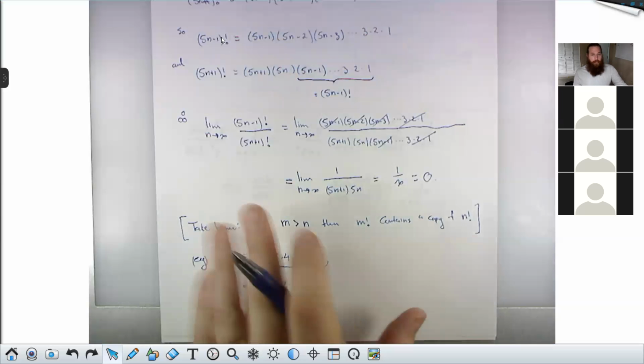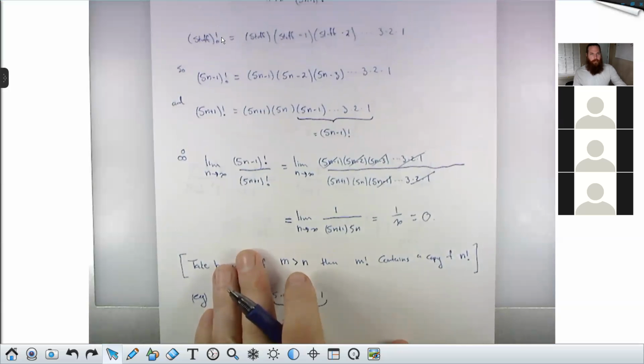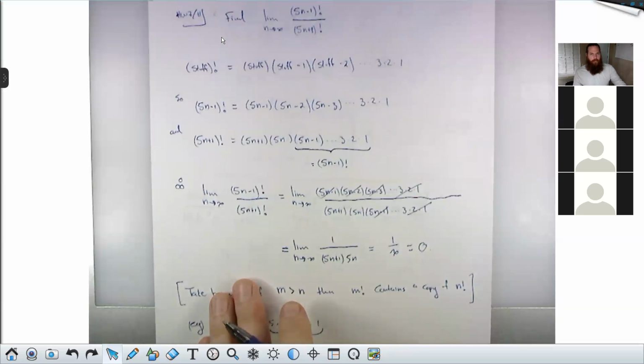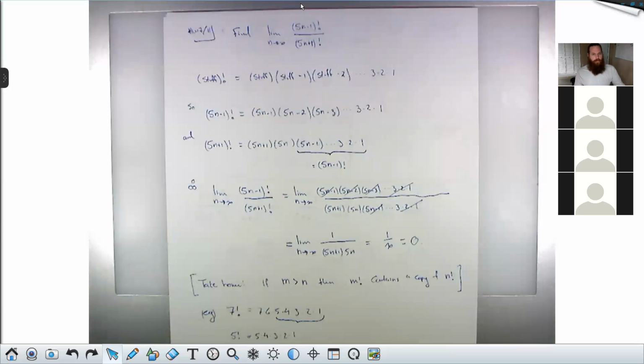So this is a good problem, and it's got a message that we want to remember. And that is that if you have a factorial of something big and a factorial of something small, the small factorial will be contained within the big factorial. So in other words, factorials, ratios of factorials, they cancel. They cancel really nicely. Questions on this one?